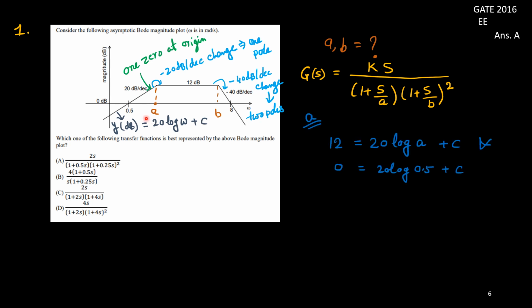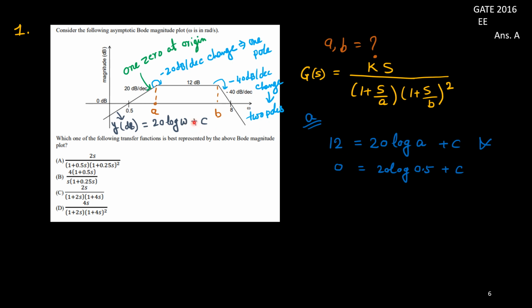So from here I'll get two equations, because it is provided already that at point 5 its value is 0 dB, and at A the value is plus 12 dB. This is a point plus 12 dB. Okay, so I can have two equations.